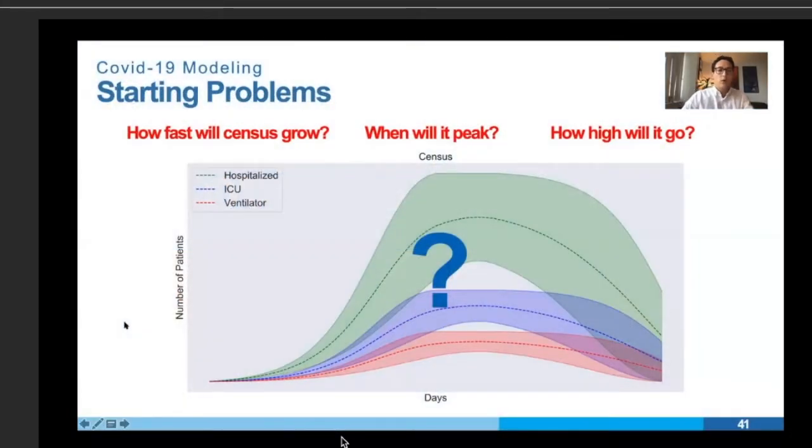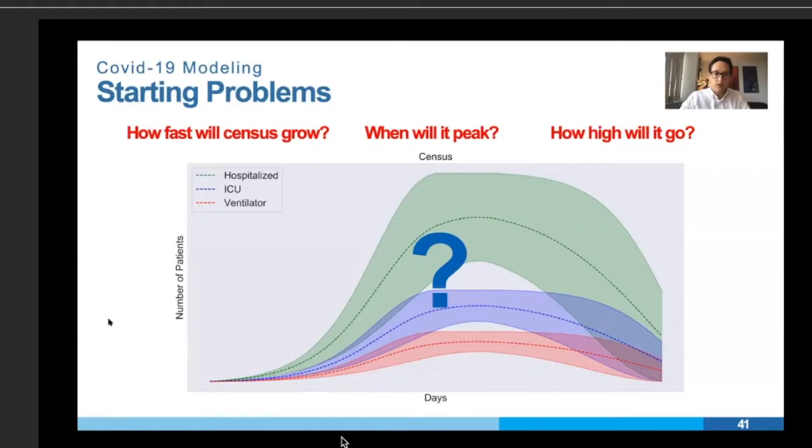So we were approached in the second week of March, just before we started getting COVID patients, by Dr. Erickson to see if we could come up with some projections that would tell us the answers to the central questions at the beginning. How fast will census grow? When will it peak? And how high will it go?